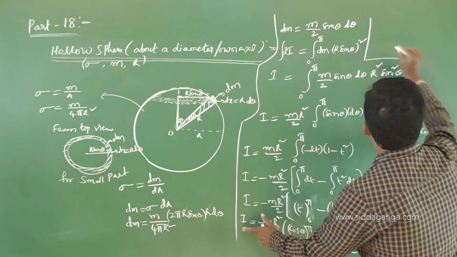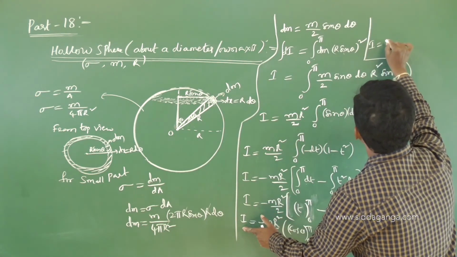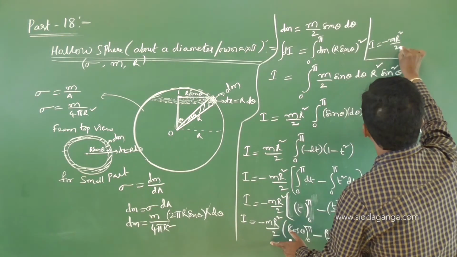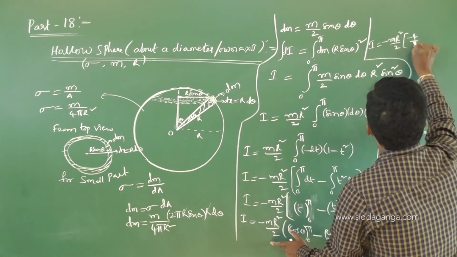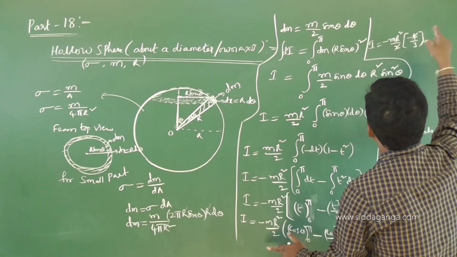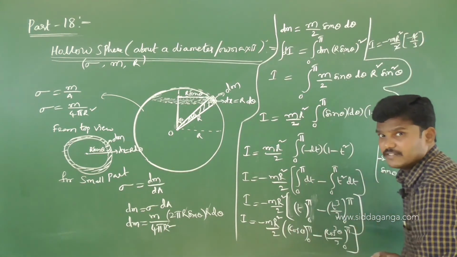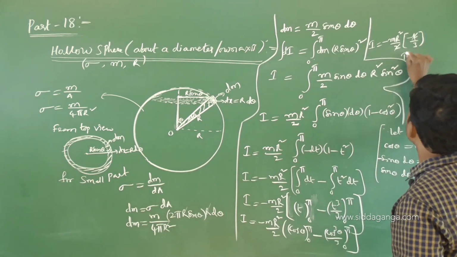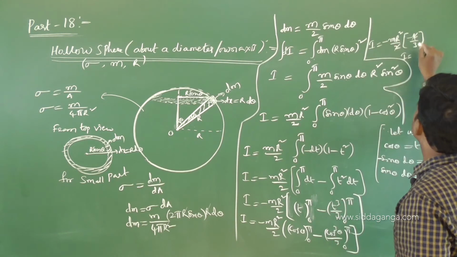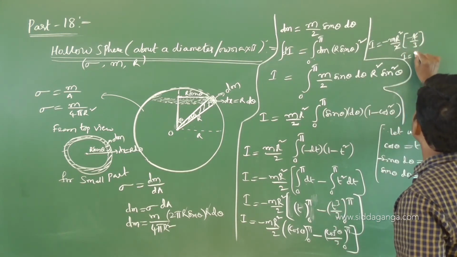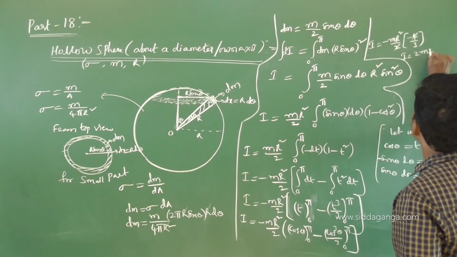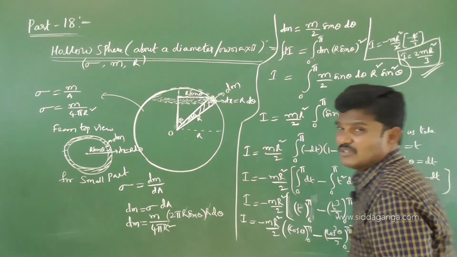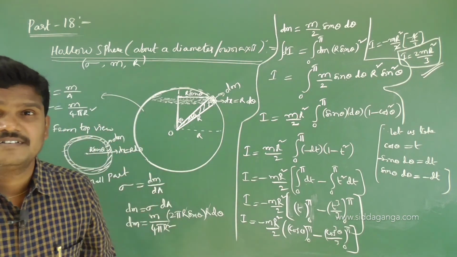So finally I is equal to minus mr square, what is outside, 2, and in this bracket you will get minus 4 by 3. So the final answer, minus times minus gives plus: plus 2 mr square by 3. See, this is the formula, 2 mr square by 3.